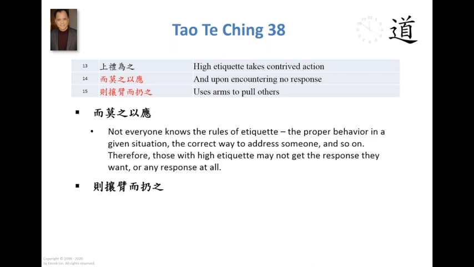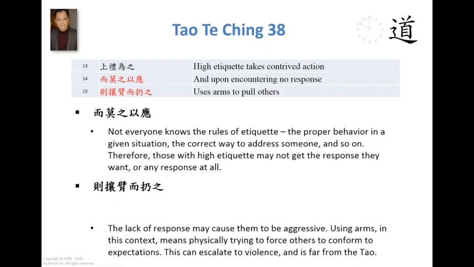So what happens? Well then, uses arms to pull others. Arms, let me point to the character. That's arms. It's the third character here in this line. Arms, in this case, is a metaphor for physical action.